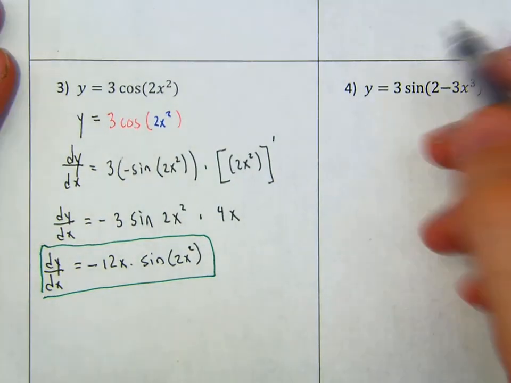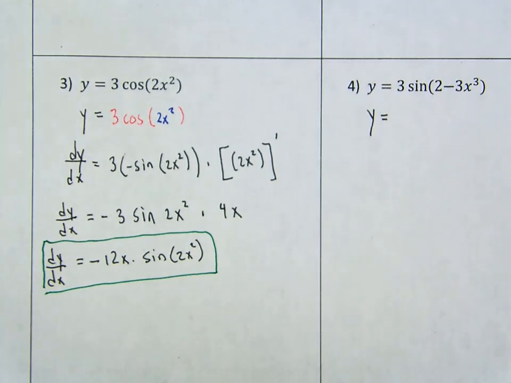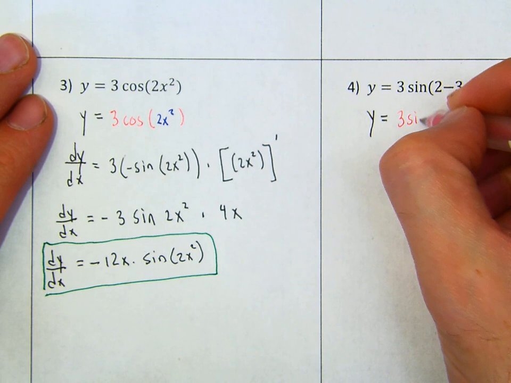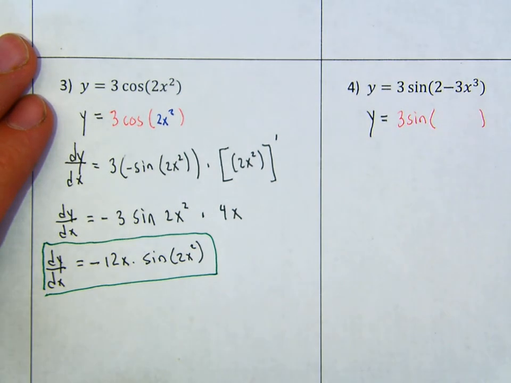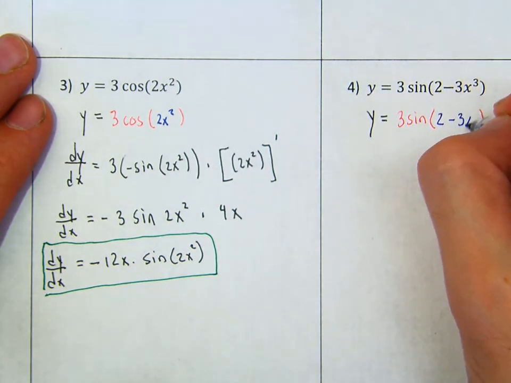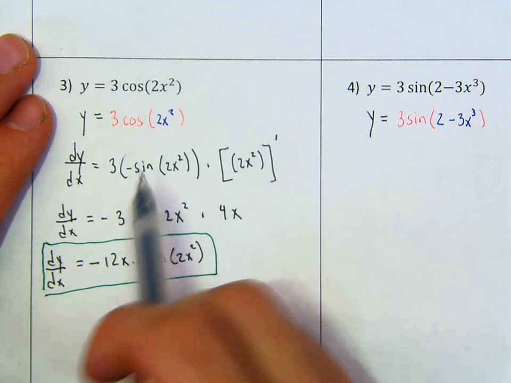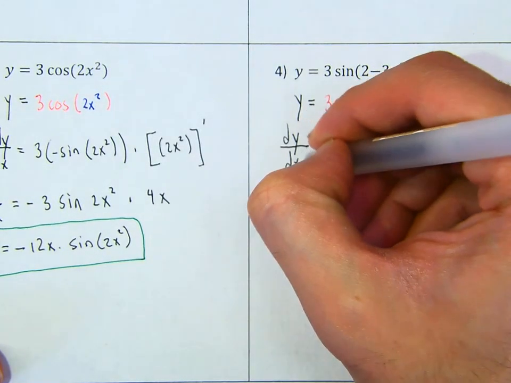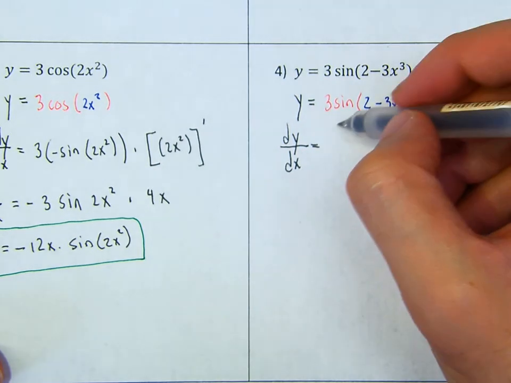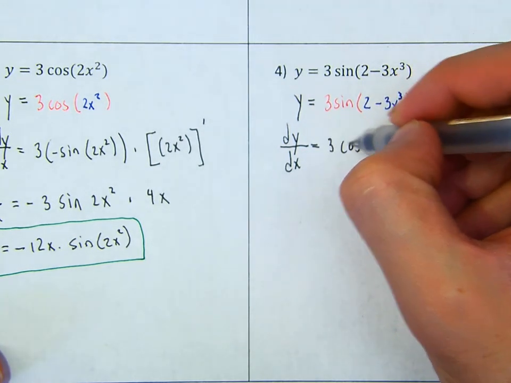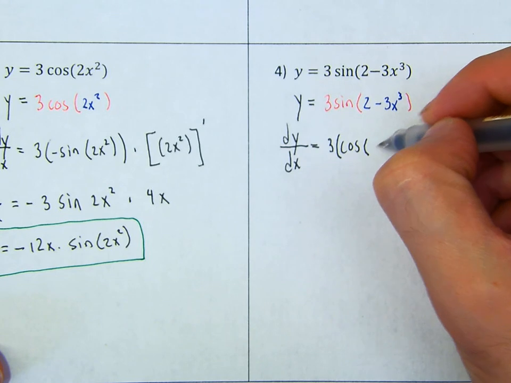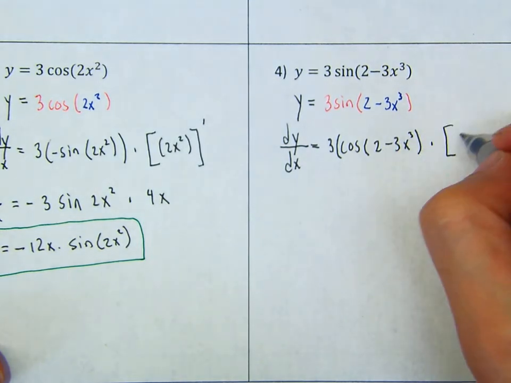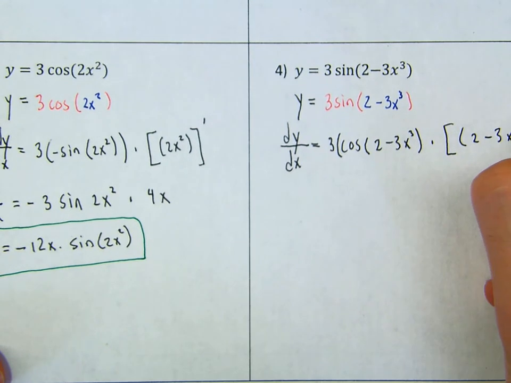Let's keep going. Here, y is equal to 3 sine of (2 minus 3x cubed). All right, so here, this is our outside. This is our inside. These two aren't that bad, right? These are pretty straightforward. So here, dy dx is equal to 3 cosine of (2 minus 3x cubed) times the derivative of 2 minus 3x cubed.